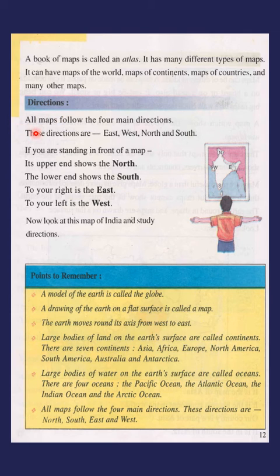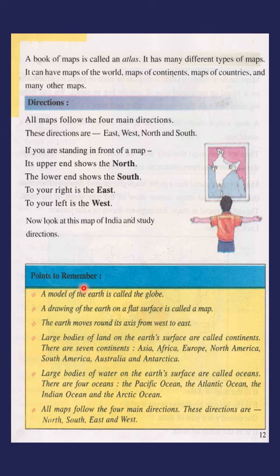Directions. All maps follow the four main directions. These directions are east, west, north, and south. If you are standing in front of a map, the upper end shows the north, the lower end shows the south, to your right is the east, to your left is the west. Now look at this map of India and study directions.